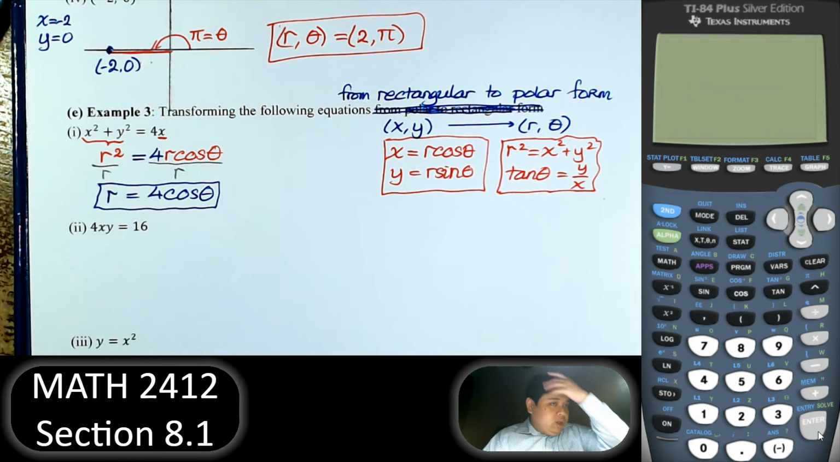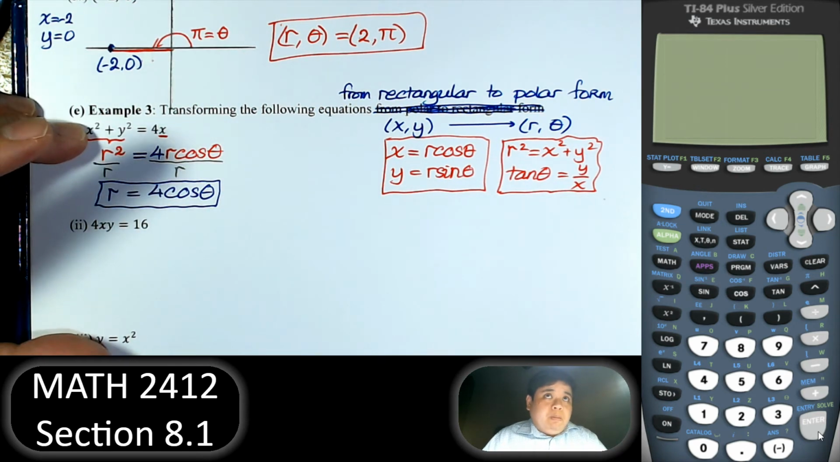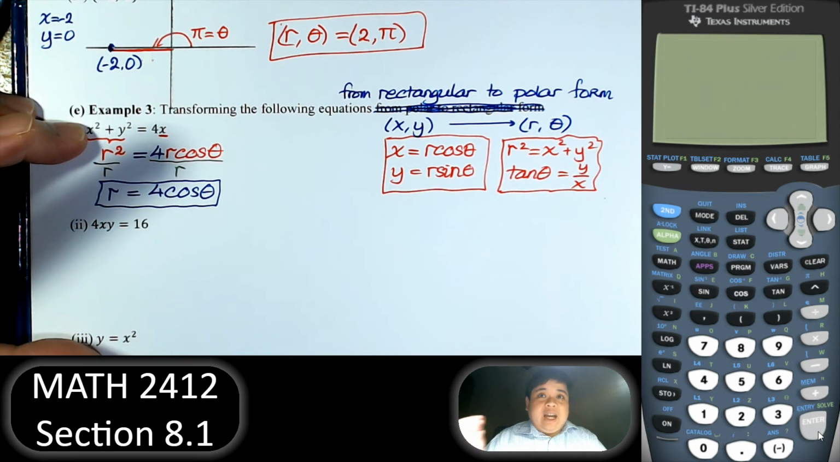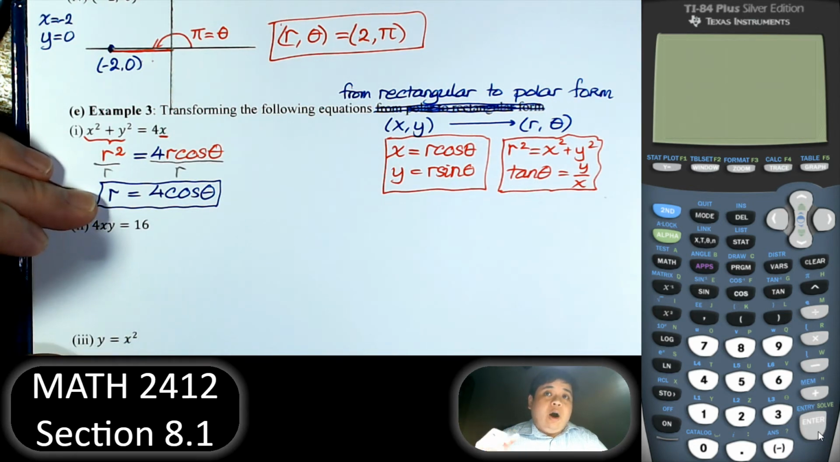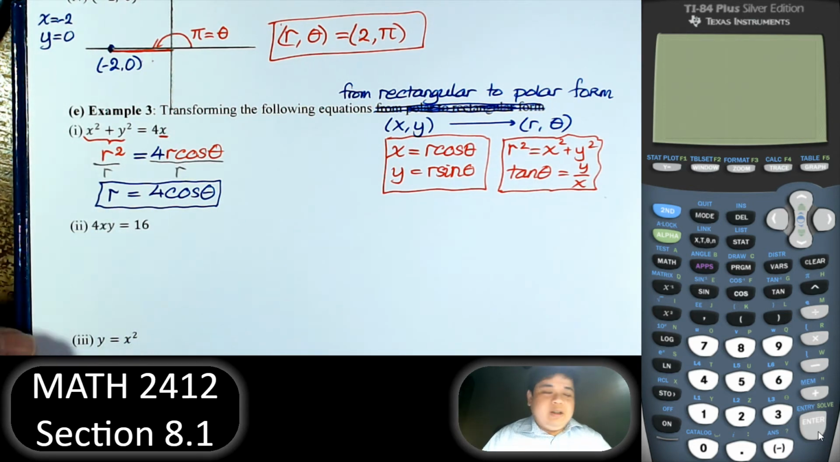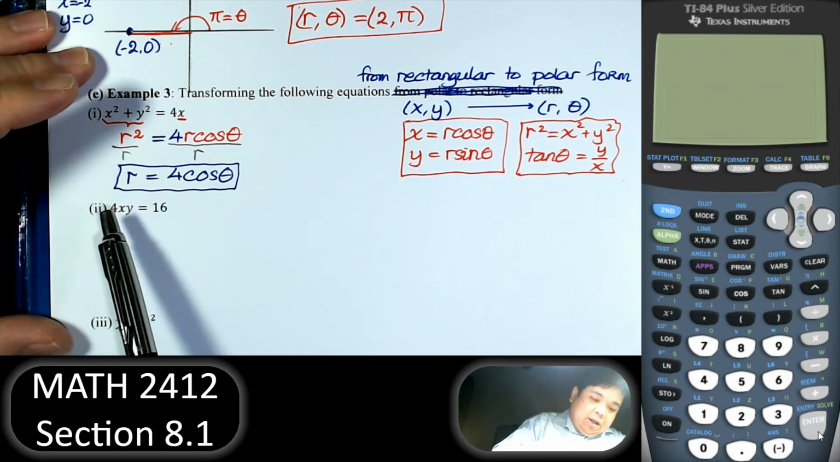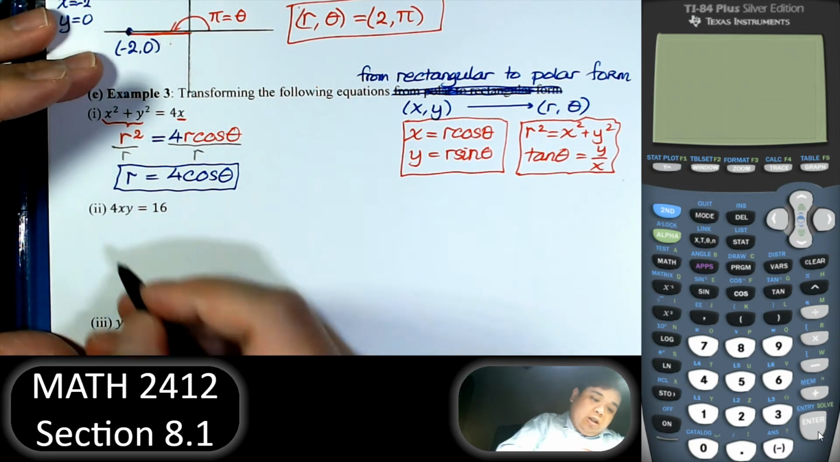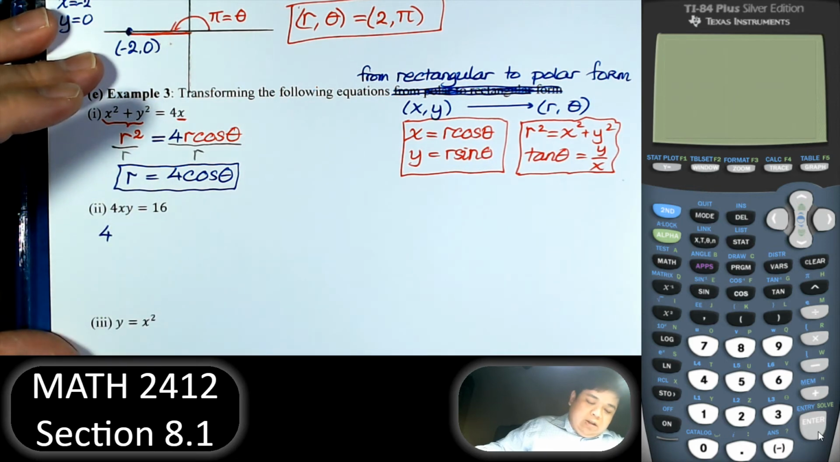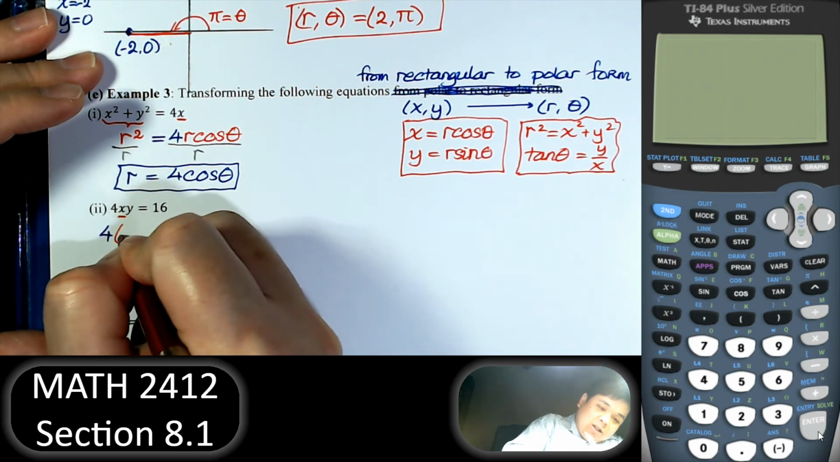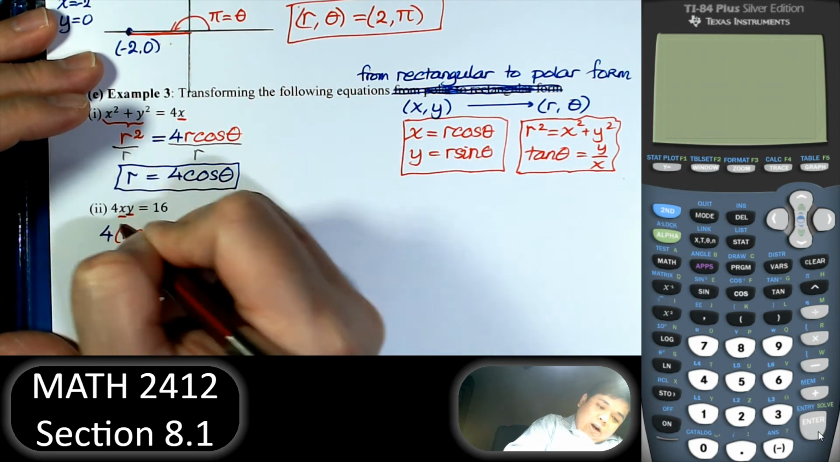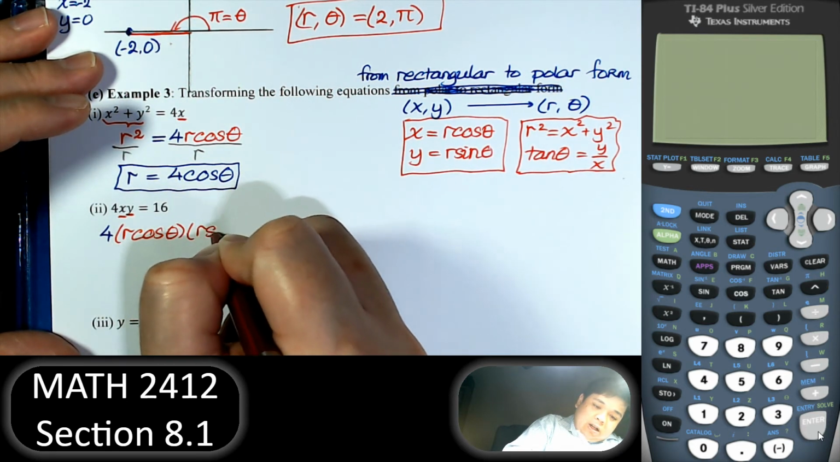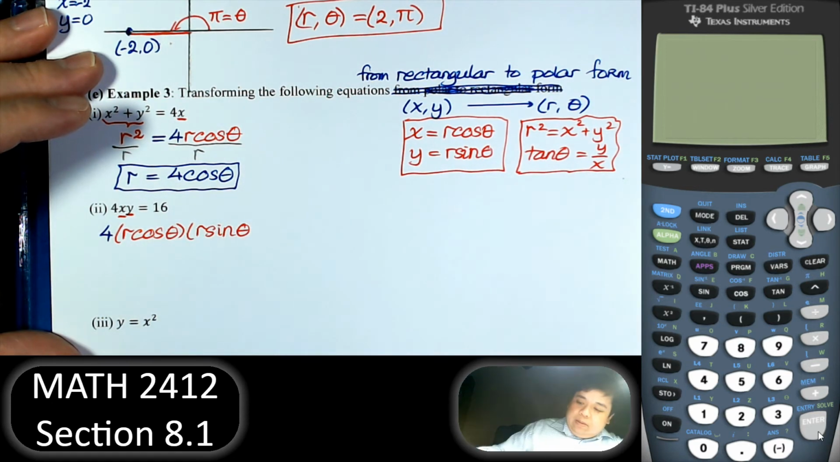Right. So we turn a rectangular equation that has x and y in it into a polar equation that has r and theta in it. Pretty much very straightforward. Right, for xy equal to 16, if we have x, that is r cosine theta. If we have y, that's going to be r sine theta, equal to 16.